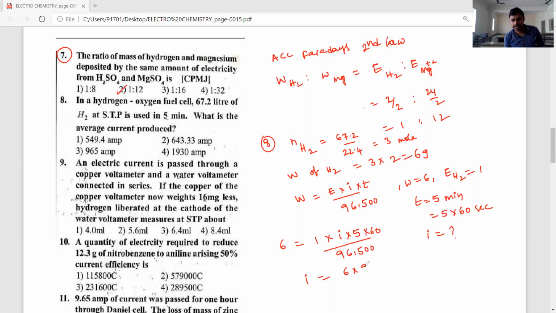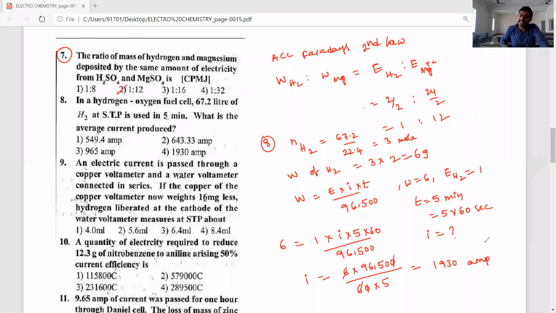Then I is equal to 6 into 96,500 divided by 60 into 5. This zero will cancel, and 6 and 6 will cancel. On simplification, we'll get 1930 amperes.